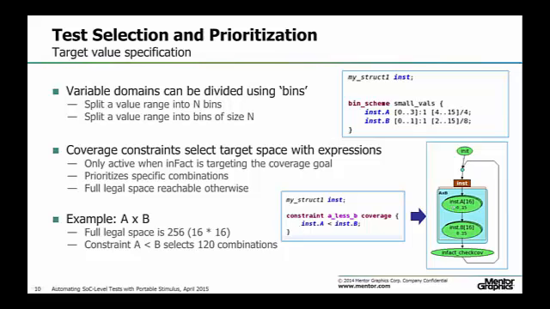Here we have two variables with 16 possible values, and the cross of them will be 256. But the actual legal space is much smaller. Based on this constraint, it's only 120 combinations that we're really interested in.